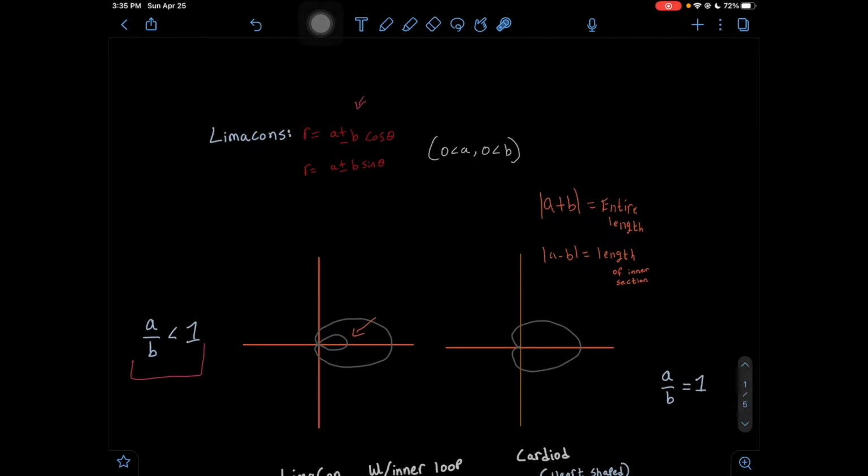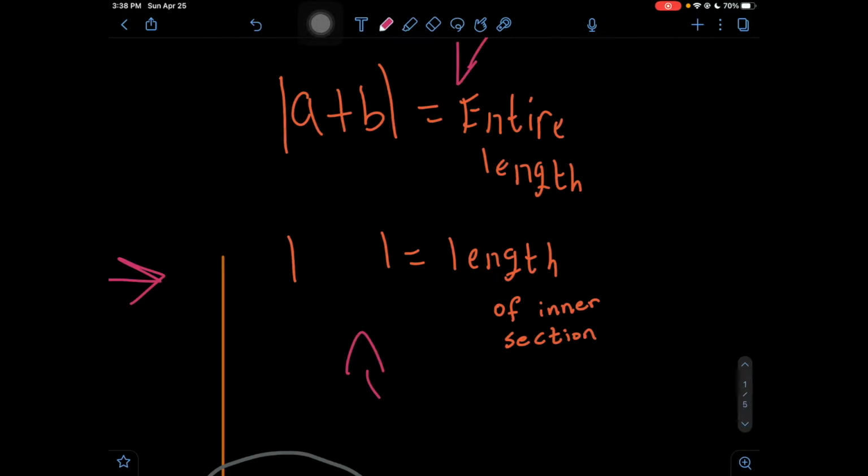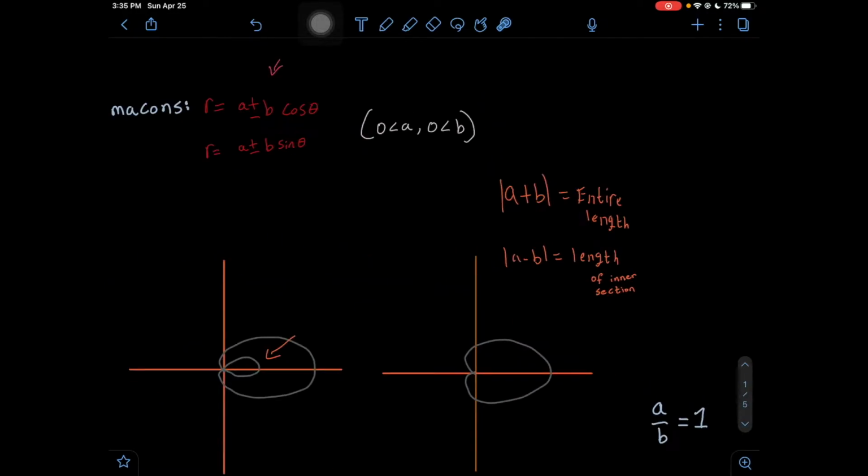Now, you might be asking, what do a and b represent? Well, a plus b equals the entire length of the Limaçon, and when looking for the length of your intersection, you have to do b minus a. And a minus b equals the length of the intersection.